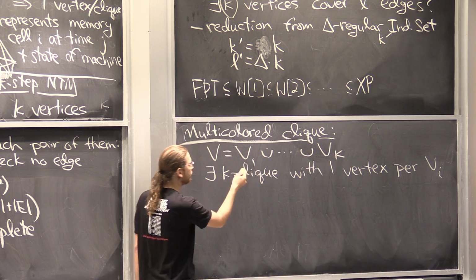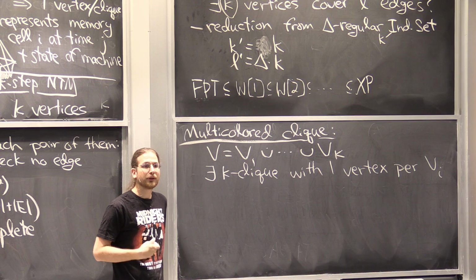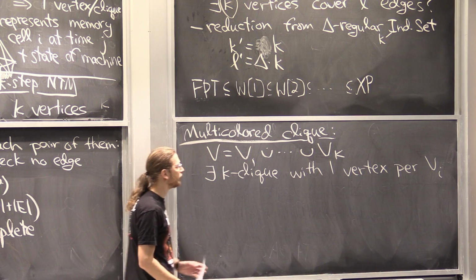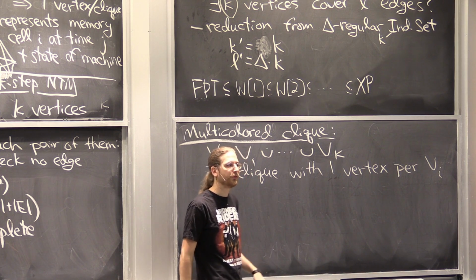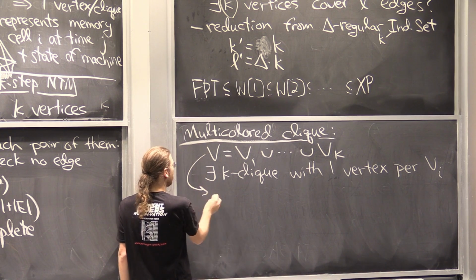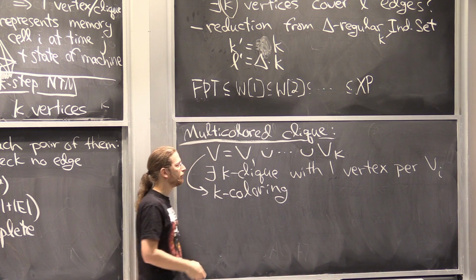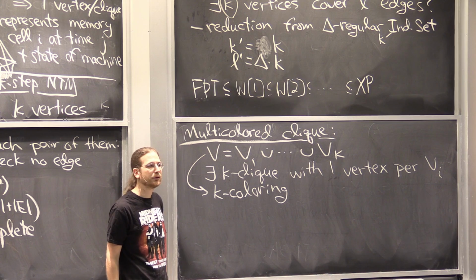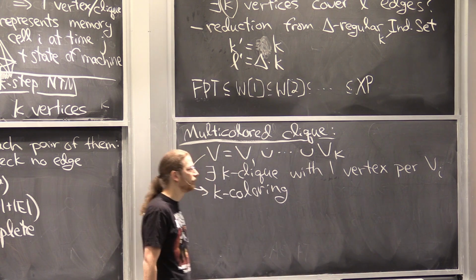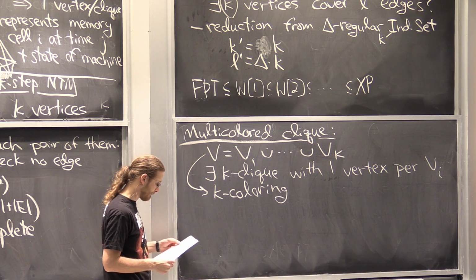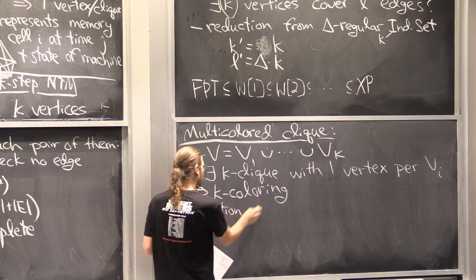You think of these things as being colored, color 1, and these are colored, color k, and so on. And in fact, we can assume this is a proper coloring, because if you're not allowed to choose 2 vertices from one class, then there's no reason to have edges between vertices of the same color. So this is in fact a k-coloring of the graph. We are given a k-colored graph, and we want to know, does it have a k-clique? And if it has a k-clique and it's k-colored, then in particular you will have exactly 1 vertex per color class. Okay. We can prove this is hard by a reduction from Clique.